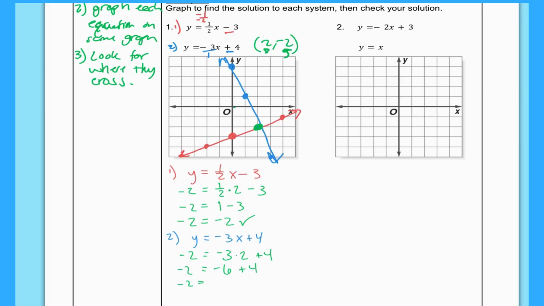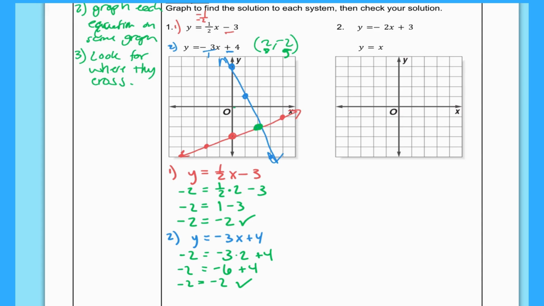-6 plus 4 is -2. And yes, -2 does equal -2, so that is also correct. So now we know that it's a solution because it works in both equations. It is a bit of work, but if you have extra time on a quiz or test especially, take the time to double check your work and make any corrections needed.